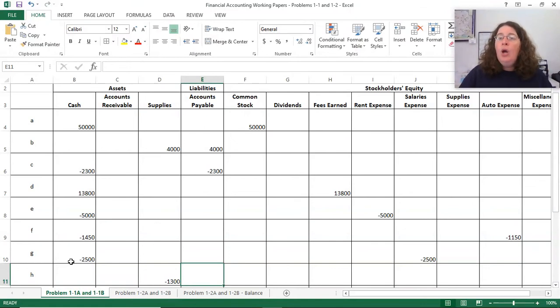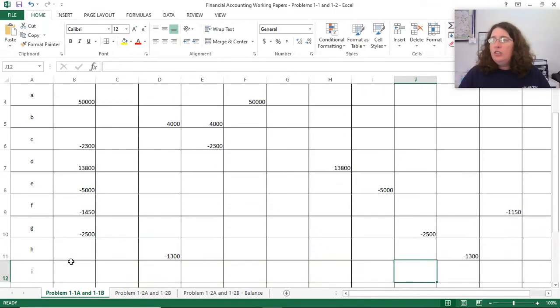Okay, what we're going to do with this $1,300, in order to balance our equation, is we are going to show that that $1,300 is now an expense. Okay, so $1,300 of that asset of supplies, of things that we owned, now became an expense. It's things that we've used.